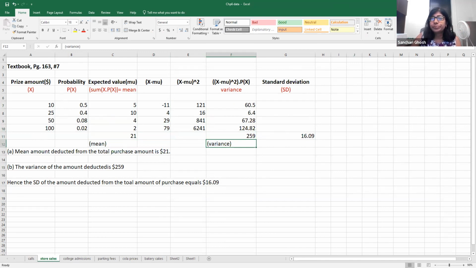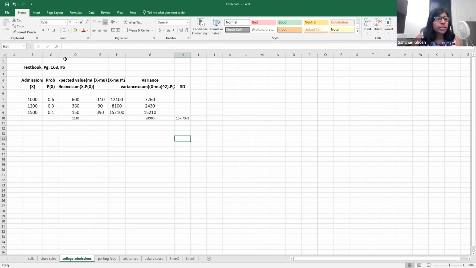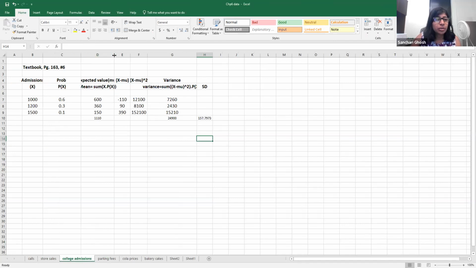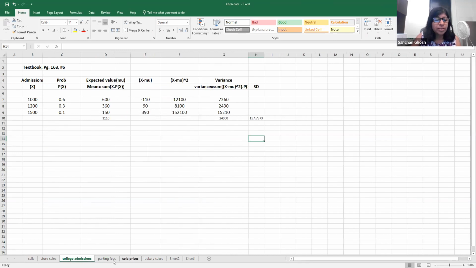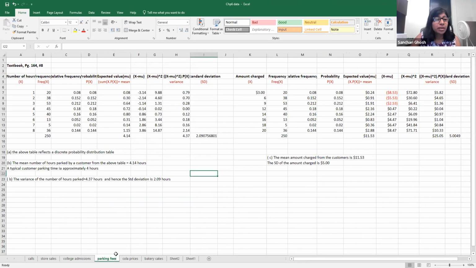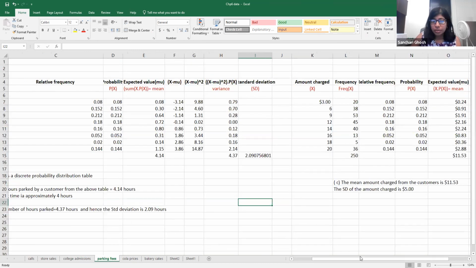Okay. I recall there was one page I had gone over that deals with these. Let's discuss a few more problems before we move on to that particular section. It is college admissions. I have this problem in your problem set that we discussed in the lecture videos. Parking fees. This is another kind of problem. That's same. Just zoom it out a little bit for you all.